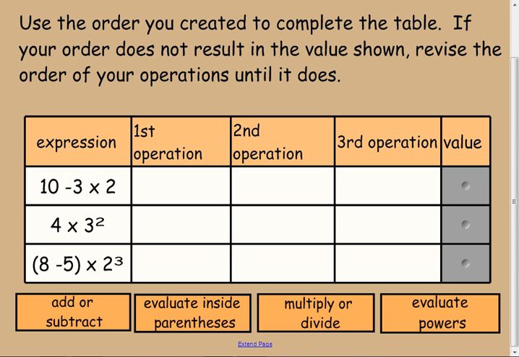Use the order you created to complete the table. So, am I going to subtract 10 and 3 first, or am I going to multiply? You're going to multiply, right? So it's going to be 10 minus, multiply those, 6. And what's 10 minus 6? Josh, what's 10 take away 6? 4. Shall we see what this says here?